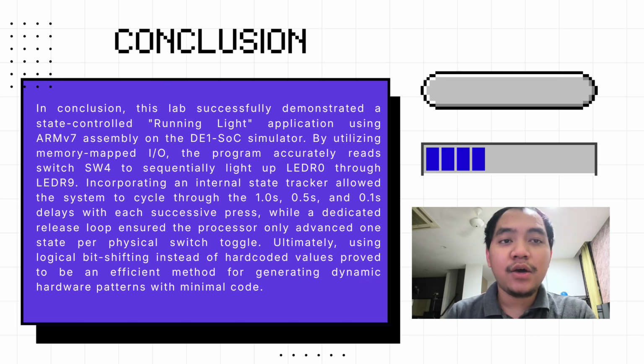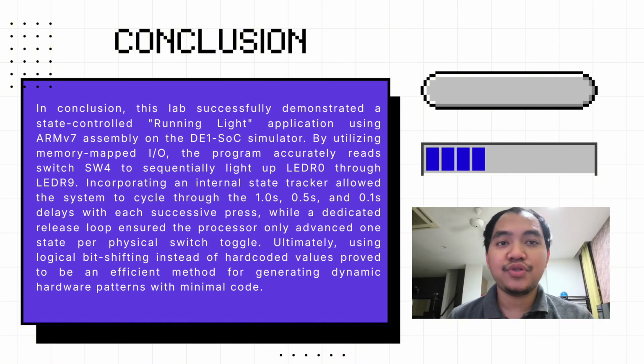The LEDs will light up one by one, moving from the first LED until the last LED. This program also uses register R8 as the internal state tracker. The purpose of the state tracker is to control the speed of the running light. With each press of SW4, the program changes to the next delay mode.